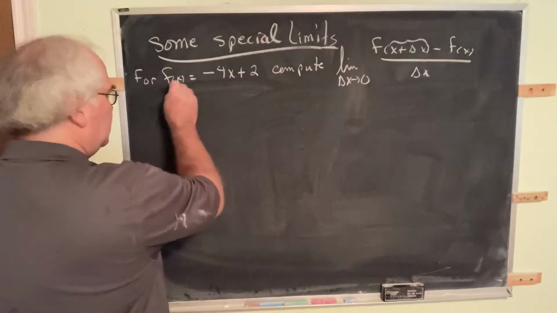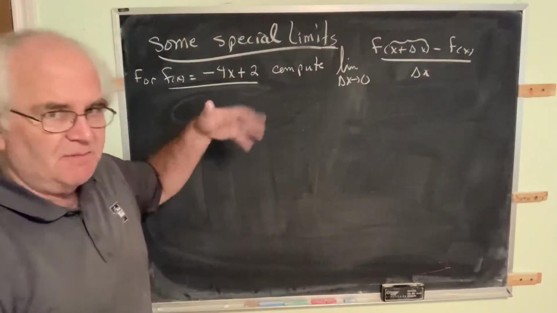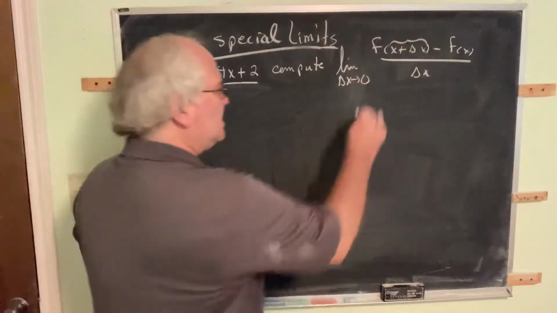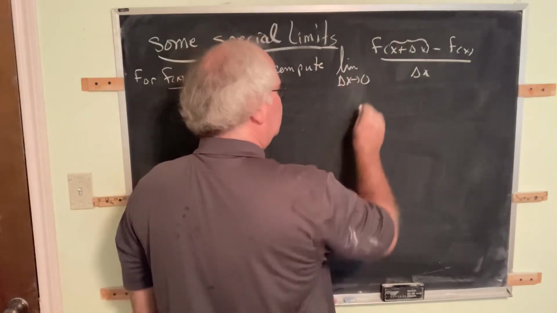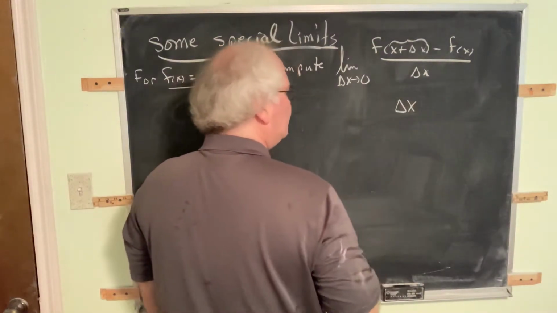We're given a function. The specific function is irrelevant. We'll work through a couple of examples with this, and maybe some other functions as well. But this is the special piece. It's the limit as delta x goes to 0. Now, delta x, let's take a quick look at that.